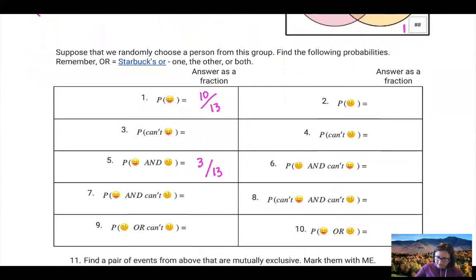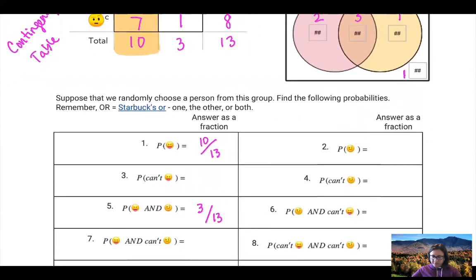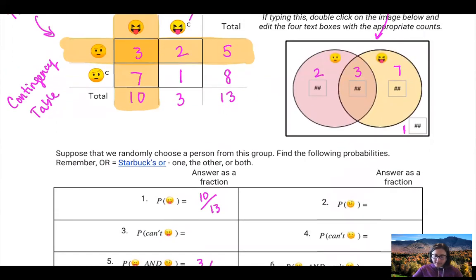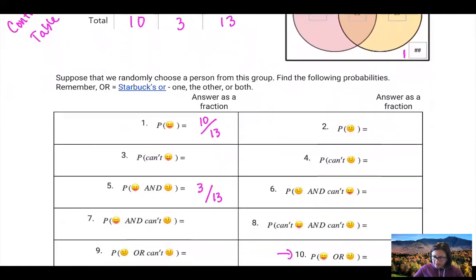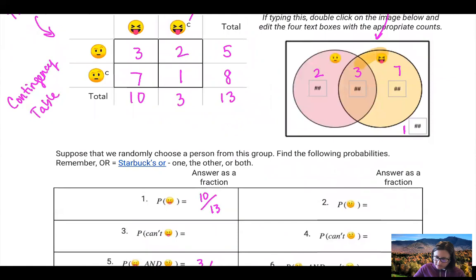For the other ones, let's look at one of the "or" ones. So let's look at number 10, the probability that someone can roll their tongue or they can raise their eyebrow. Let's look at the Venn diagram for this one. The probability that someone can roll their tongue would be this group. The probability that someone could raise their eyebrow would be this group. So if I add up all of those people, 7 plus 3 plus 2, I get 12 people total.